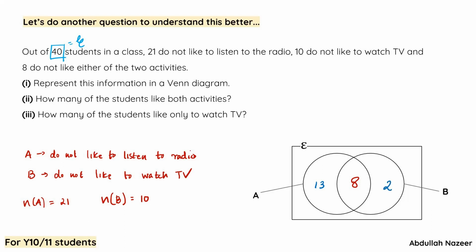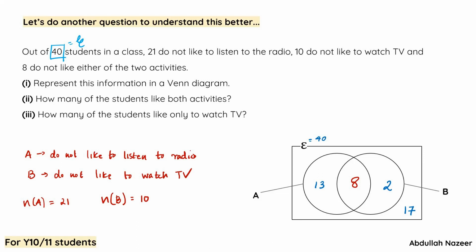Now we have filled 3 regions and we have 1 more region to fill, which is the outside region. We know the universal set is 40, which means everything inside should add up to 40. Currently it's just 13 plus 8 plus 2, which is 23. That means the remaining 17 belongs to the outside region. Now that we've filled in the information that we need, we can go ahead and answer the questions.